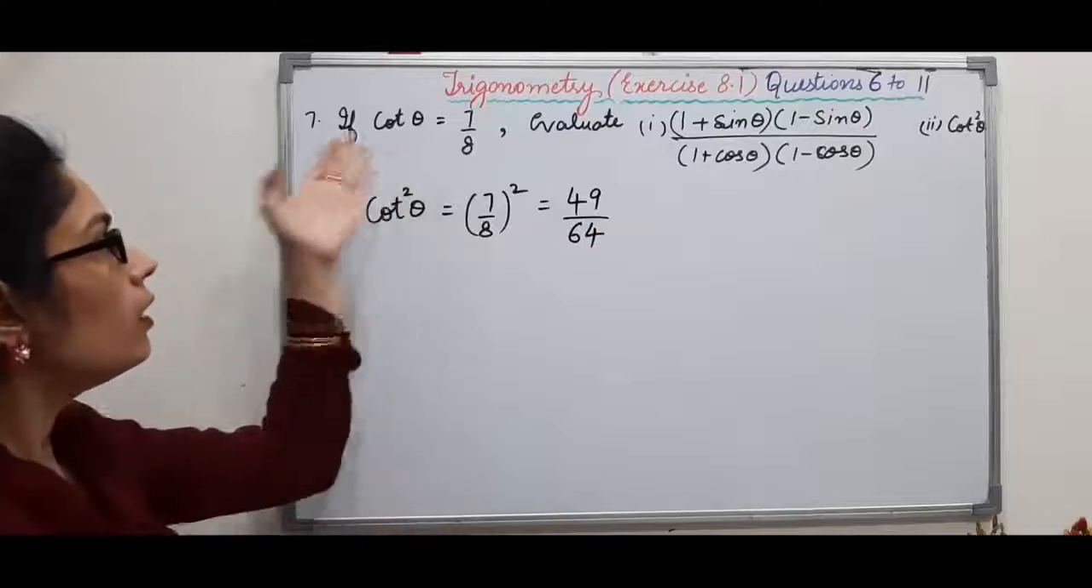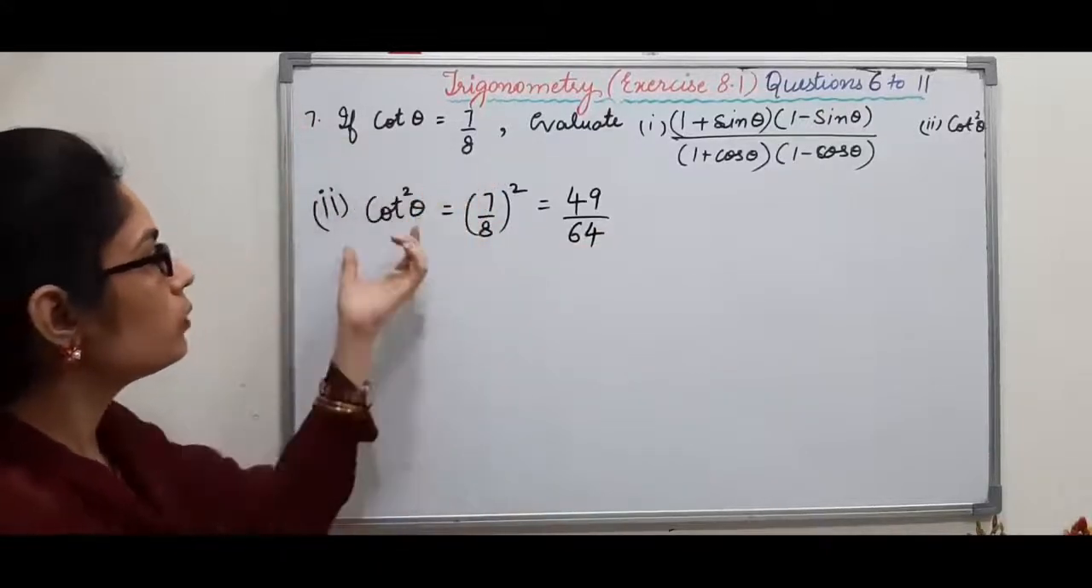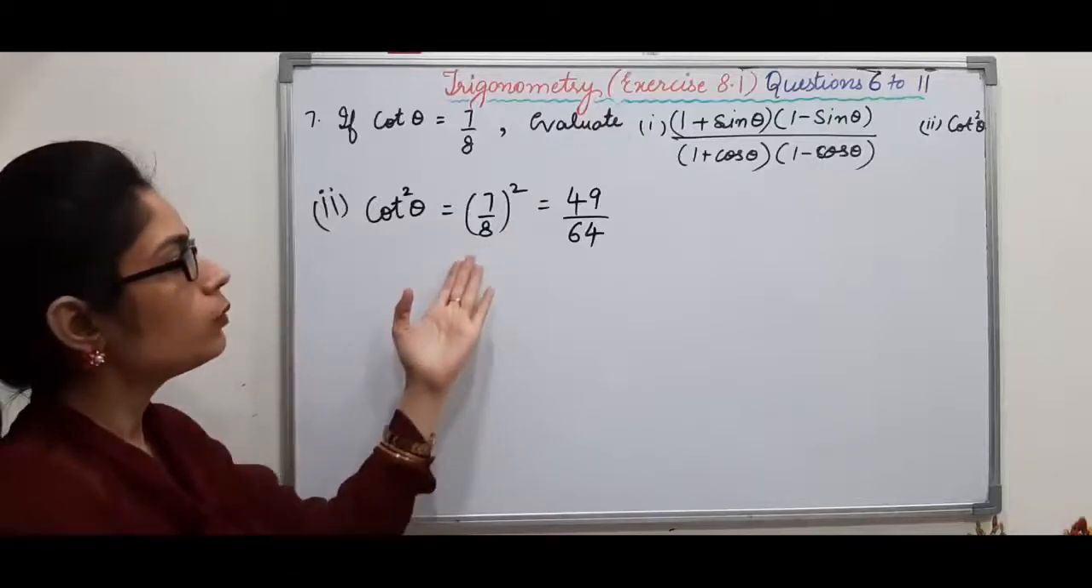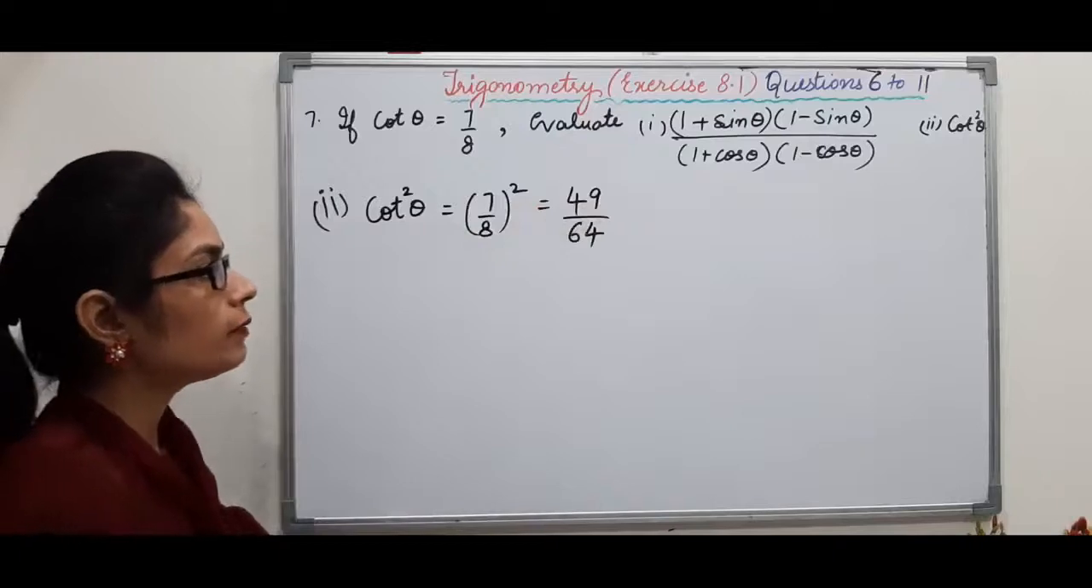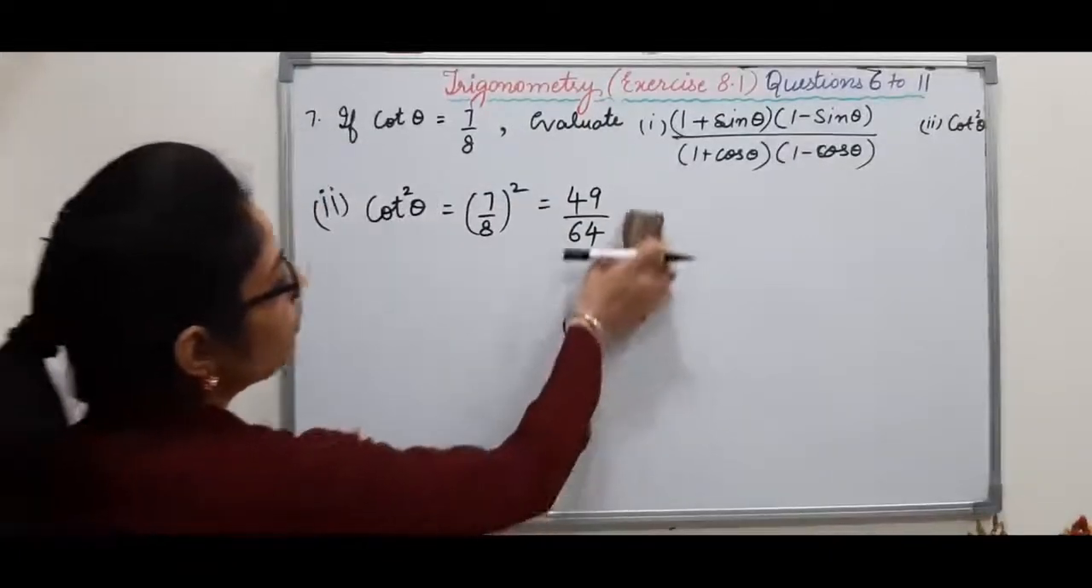Because we can directly use the value of cot theta, it's already given to us. So for cot square, we take the whole square of its value, and we get 49 by 64. This was the second part. Now let's do the first part.